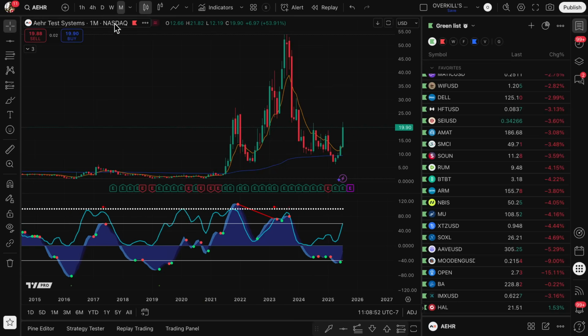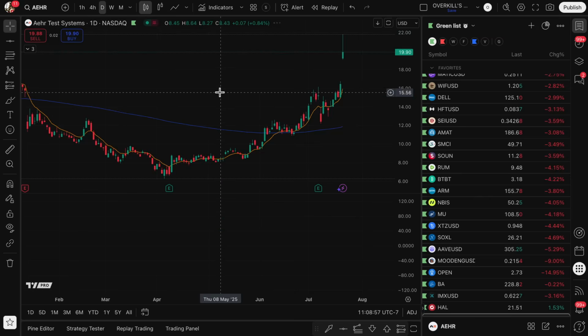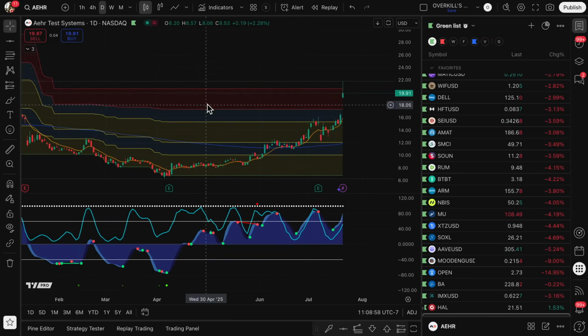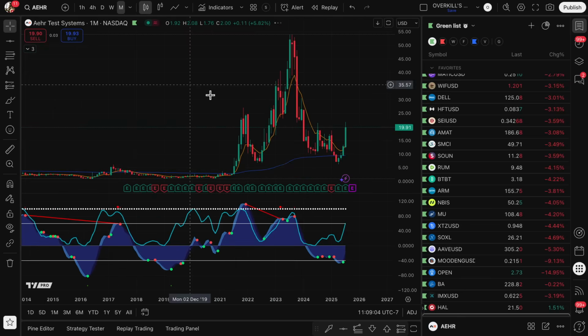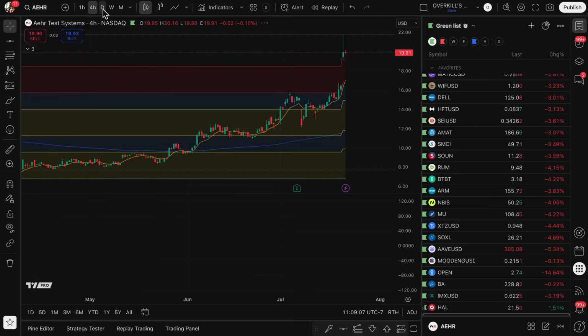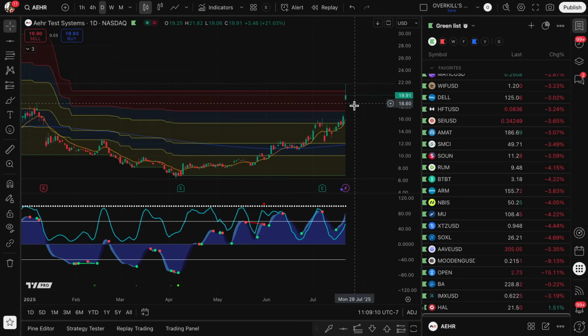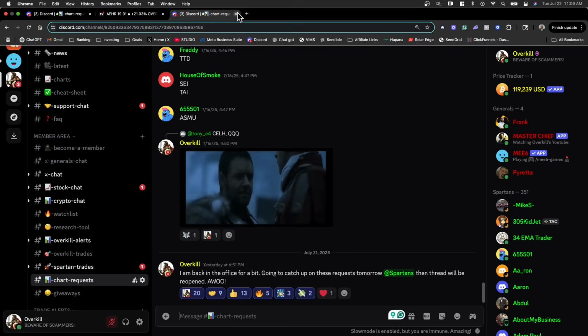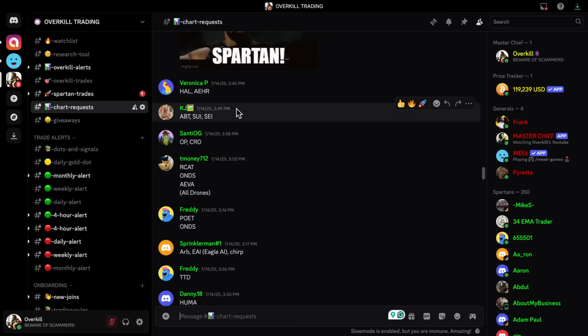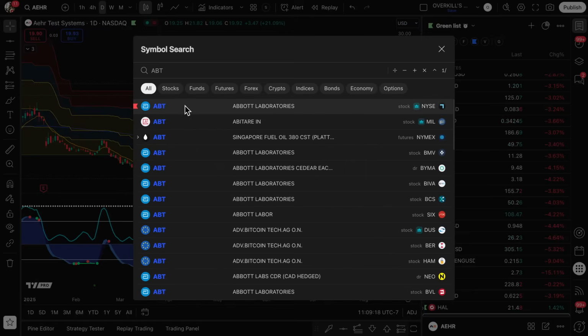Here's AER. That one's green on the monthly, so we should be watching that one for a daily. It's gapping up here in the red zone though, so I'd want to see a big dramatic pullback on that one. But it is green there on the monthly. So watching for the 4-hour and the daily alerts makes sense when it's not in the red zone. Let's get out of this here. We got ABT.